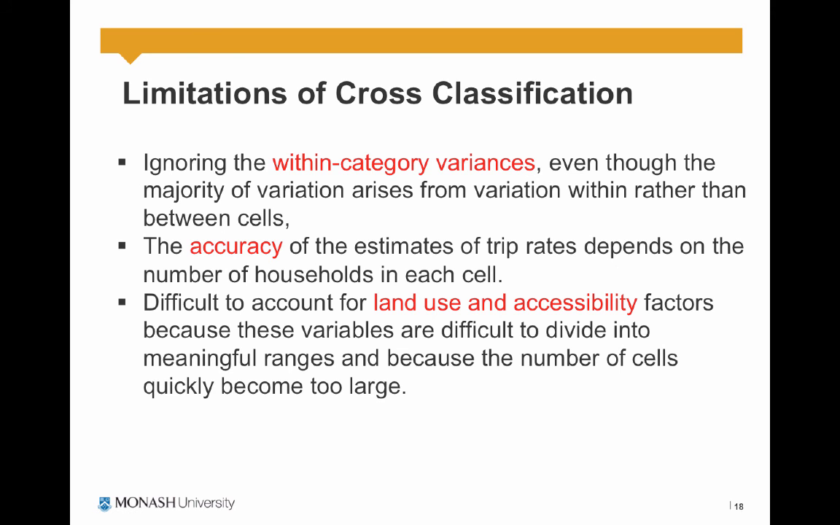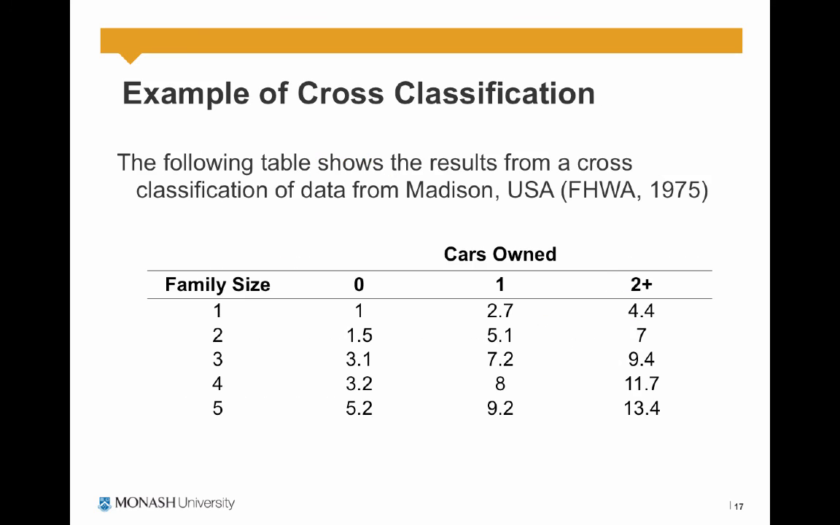There are certain limitations of the cross-classification method. First, it ignores the within-category variances, even though the majority of variation arises from variation within rather than between cells. So in this example, not necessarily all the households within each category make the same number of trips as the average. For example, where we had 2 members in the household and no car, maybe some households make 2 trips, maybe some make 3 trips, maybe some make half a trip, but the average is 1.5. So this method cannot really capture the variation inside each category.